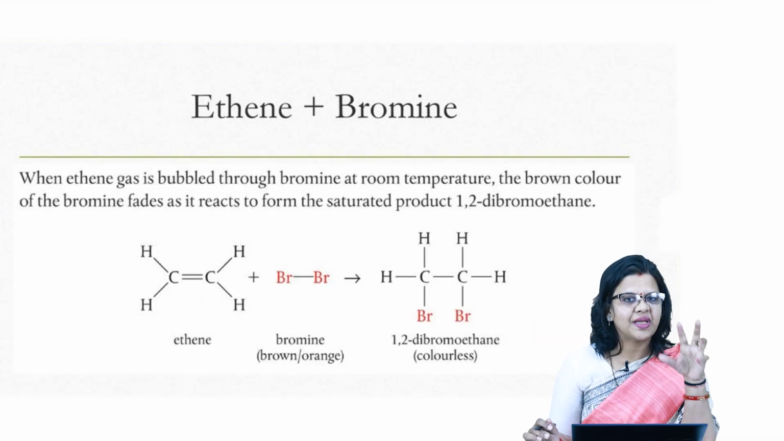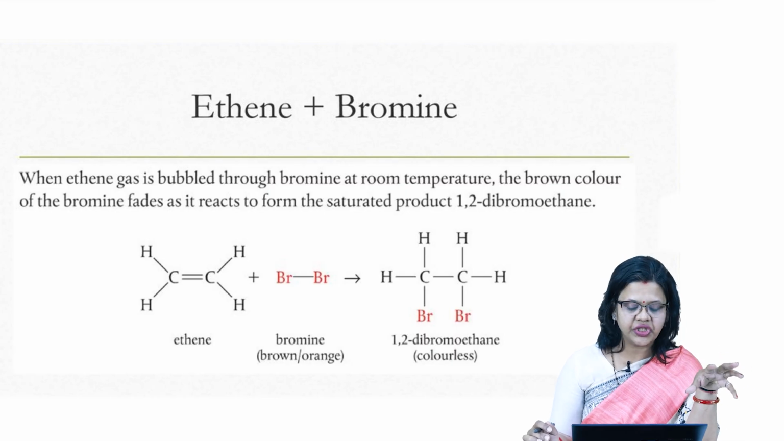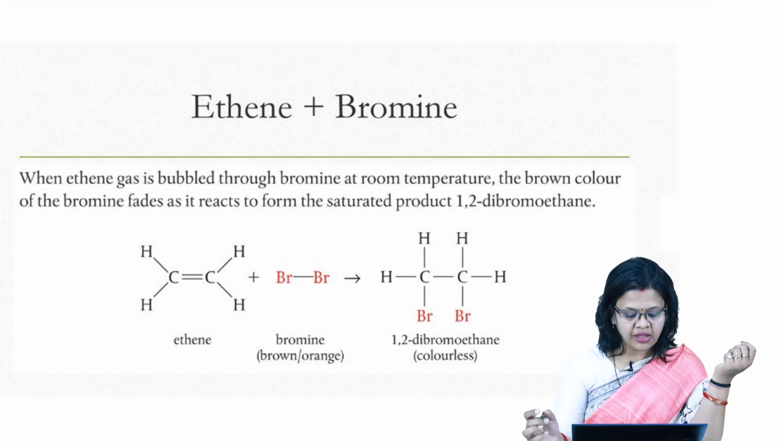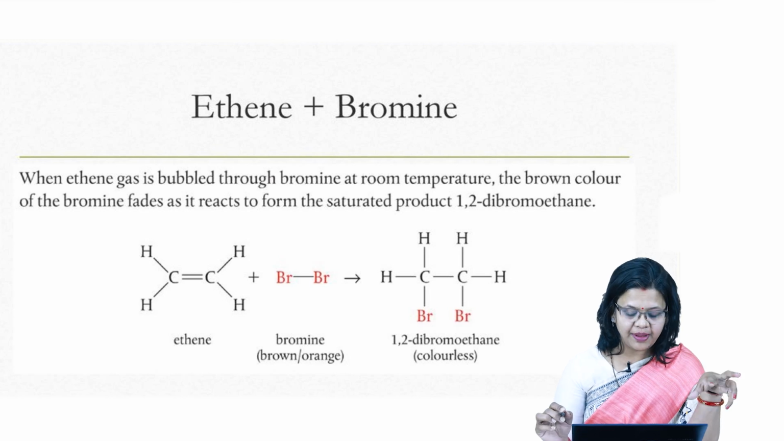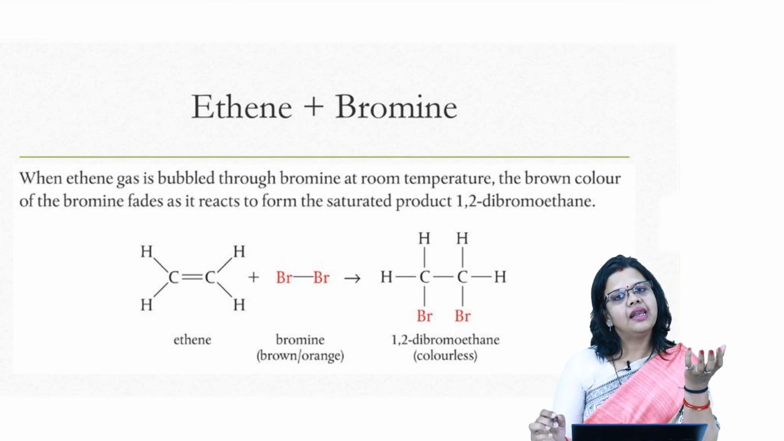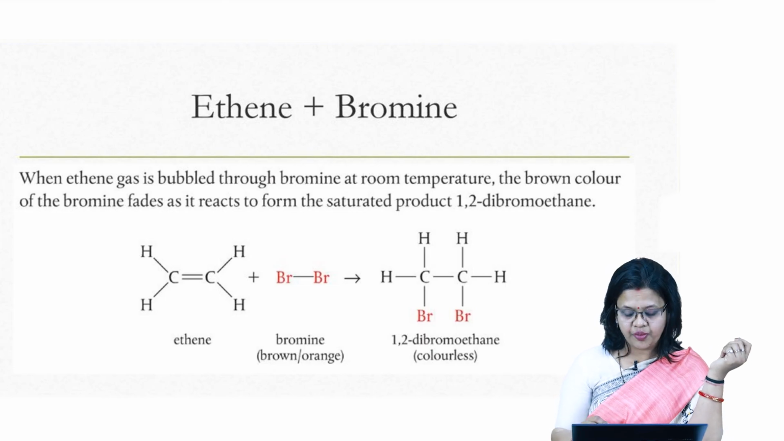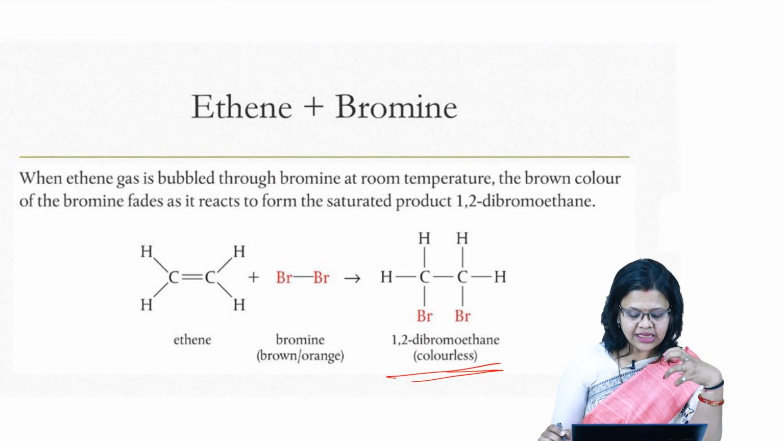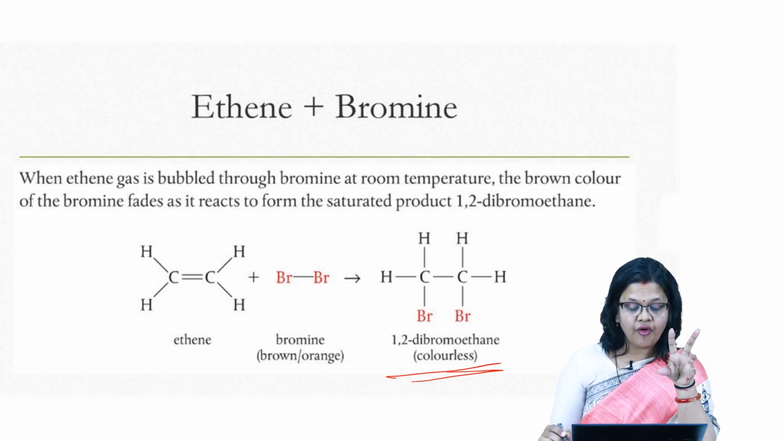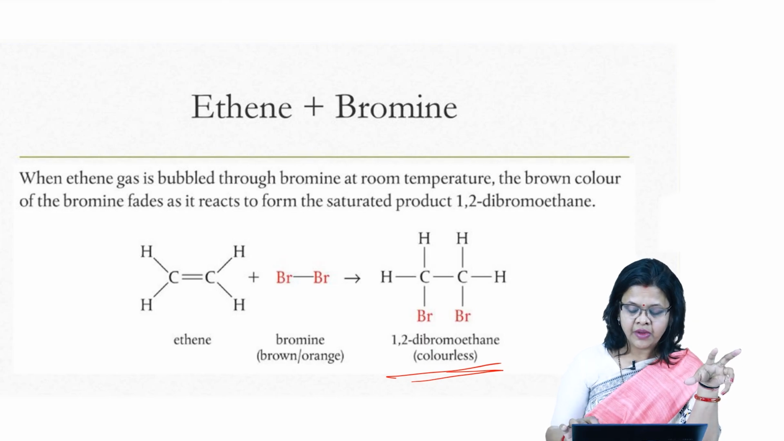Now, if we take the specific example of halogenation in ethene, for example the reaction of bromine. When bromine gas is bubbled into ethene, we see that a colorless product is formed, and the name of the product is 1,2-dibromoethane.